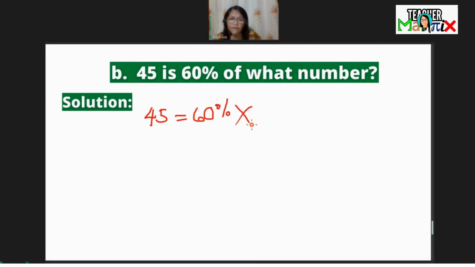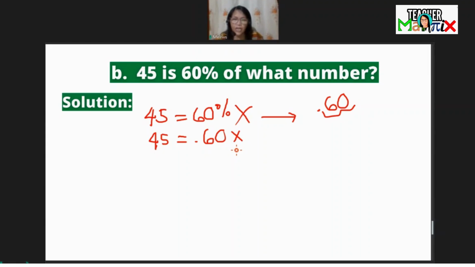Okay, just like what I said, you have to convert the 60% into decimal number so that you can proceed. So, from 60%, it is automatic that the decimal is here. So, let's move twice to the left. So, 1, 2. So, we have now the new number, which is 0.60 as a decimal number. Okay, x. And then copy the 45. Okay, now, in order to get the value of x, you divide both by 0.60.